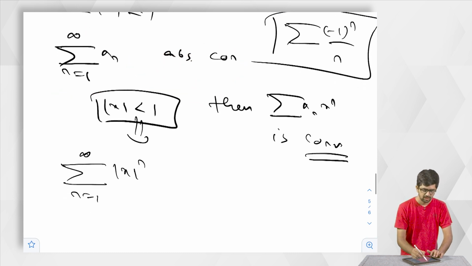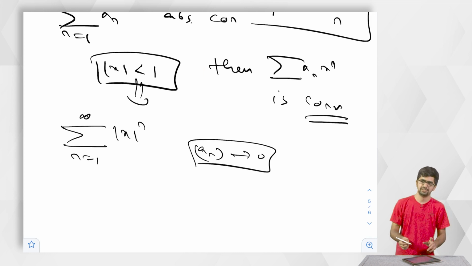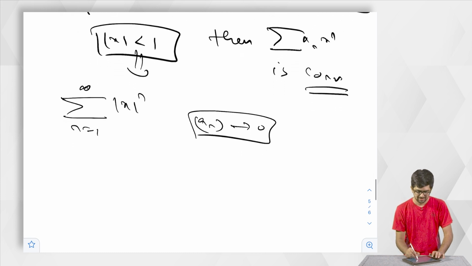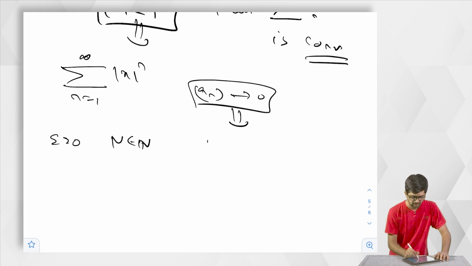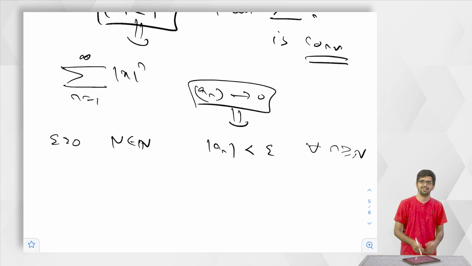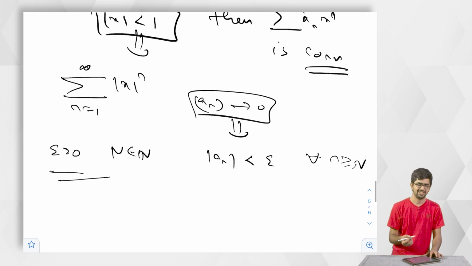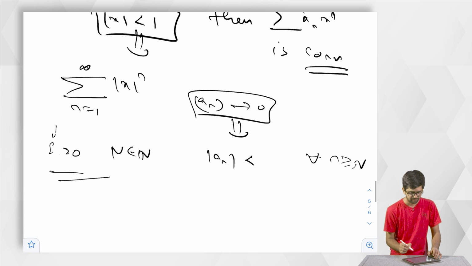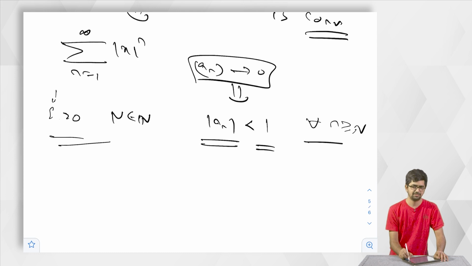So what does this mean? In particular, this means a_n goes to 0. That is all that we are using. This means given epsilon positive, there is N belonging to the naturals such that mod a_n is less than epsilon for every n greater than or equal to N. Some of you might be guessing already what I am going to do. This is true for any epsilon positive, so one can take epsilon equal to 1. So mod a_n is less than 1 after some N.